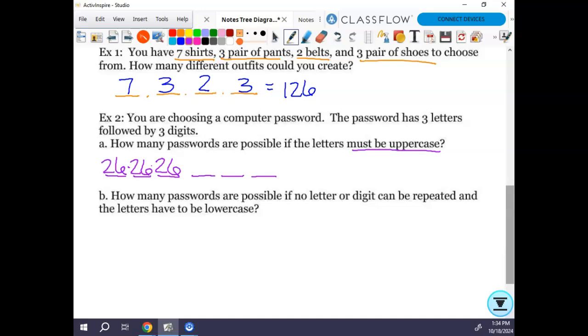Then my 3 digits. If I have a 1-digit number, how many options do I have to put in there? 10, because what did you include? 0. So you actually have 10 because 0 counts as a digit. Okay. Then 10 times 10.